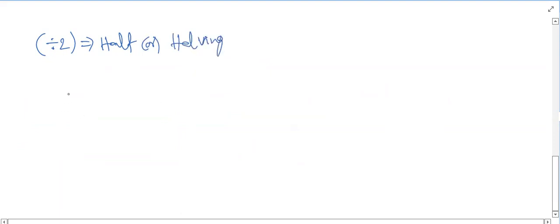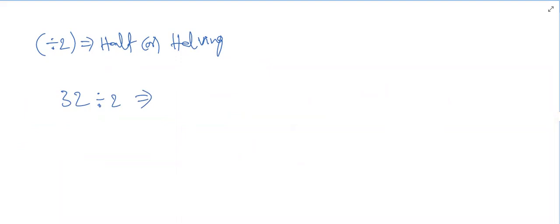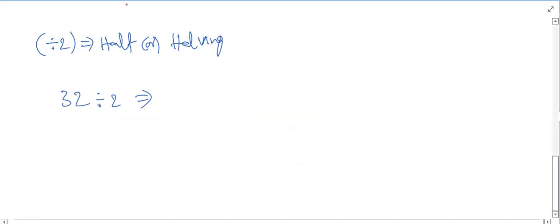Tell me 32 divided by 2. 16. Explain the way, without doing direct division by 2. Split and add. Here also we can use split and add. We can take this number like 30 and 2. 30 half is 15. 2 half is 1. Together it is 16.